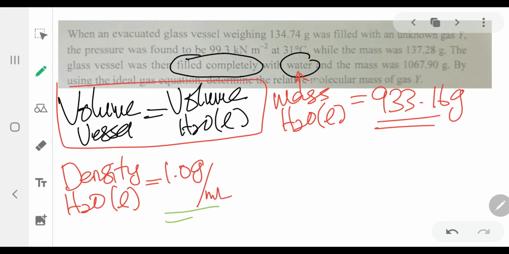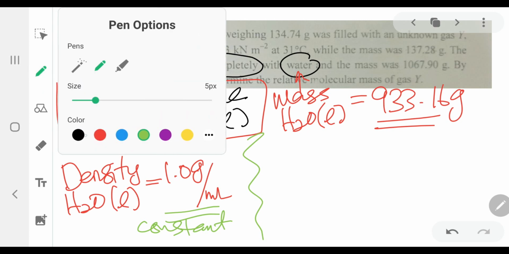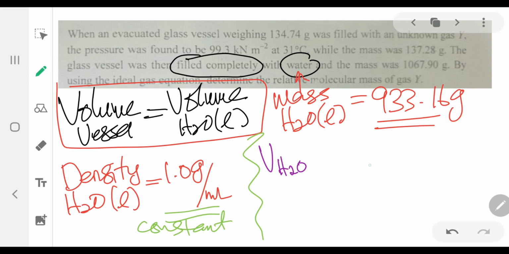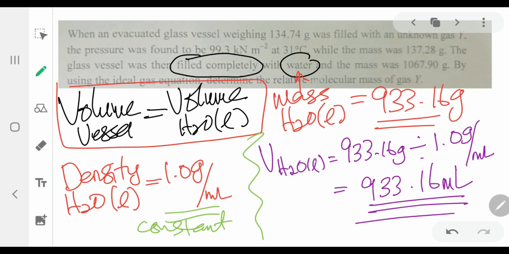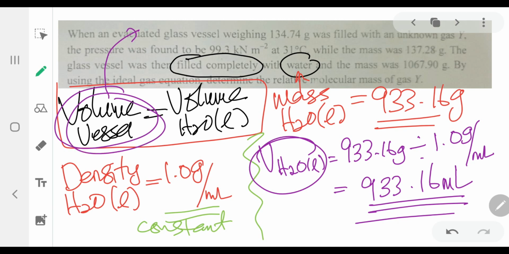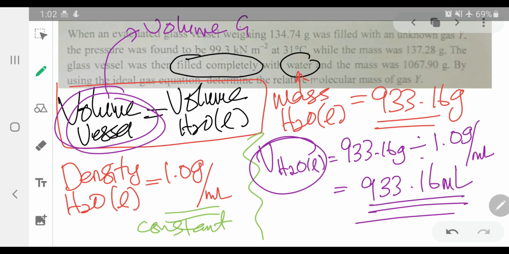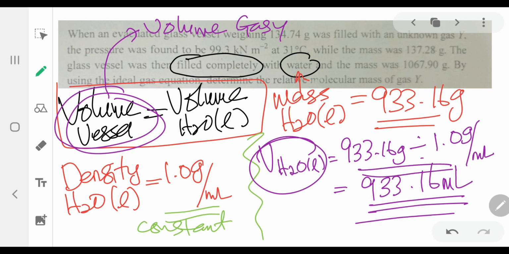This is a constant value. Okay, it's worth for you to try to remember this, 1.0 gram per mil, the density of water. So when you get that density of water, what can you do to get the volume of H2O liquid? What you need to do, you take the mass, 933.16 gram. You're going to divide that with 1.0 gram per milliliter, and you will get 933.16 mil. So that is the volume of your liquid water, and that should be the volume of your vessel, and that should be the volume of gas Y.